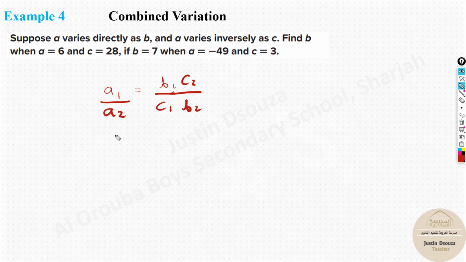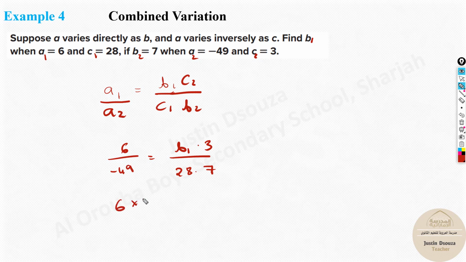Now substitute the values. Here we have to find B, that means this is 1 when A1, C1, all the others are second. You should just read the question. It's important to group them together. Now all you do is substitute. So it's 6 divided by, what is A2? A2 is minus 49. That is equal to B1. What is B1? Unknown. So that is what we are solving. C2 is given as 3 divided by C1 is 28 multiplied with B2 is 7. All you need to do is solve. You can take everything to one side and simplify.